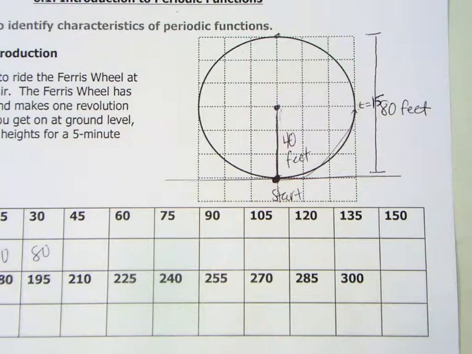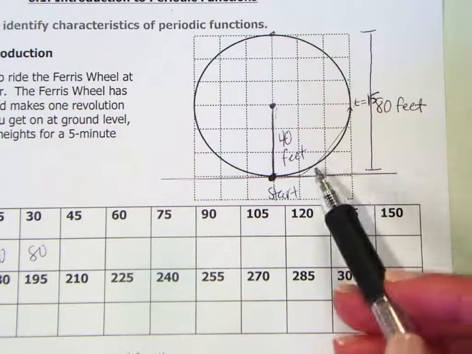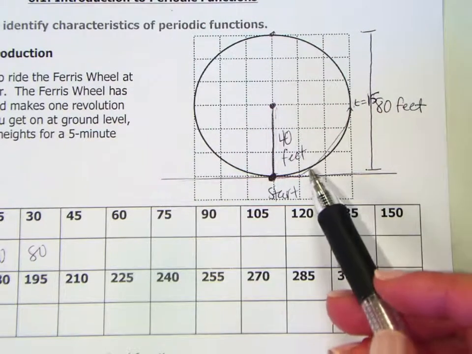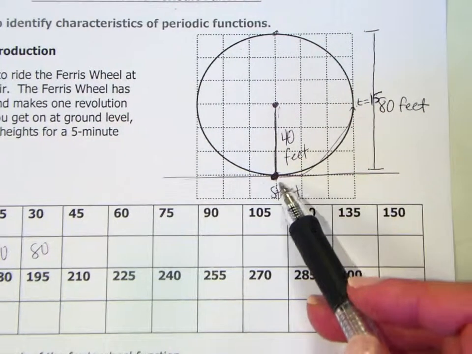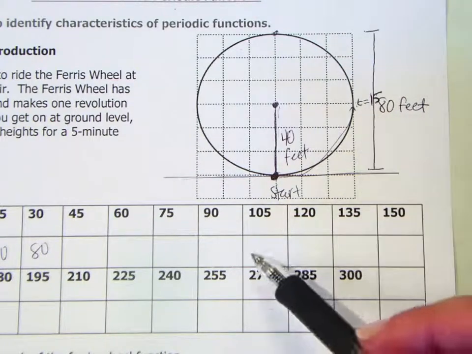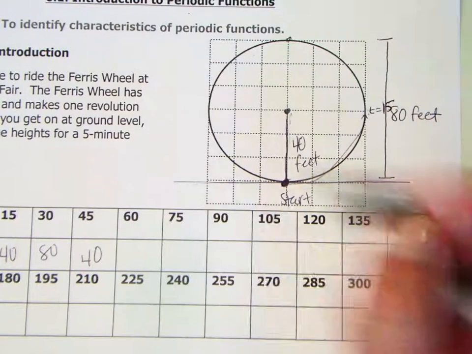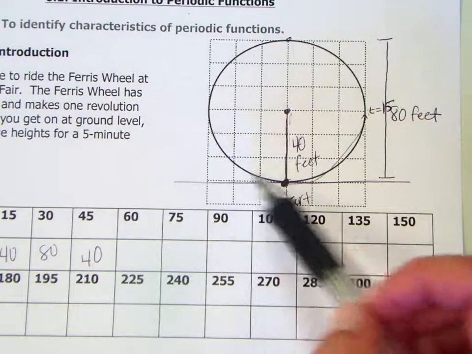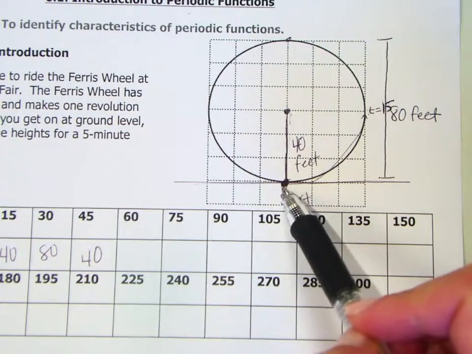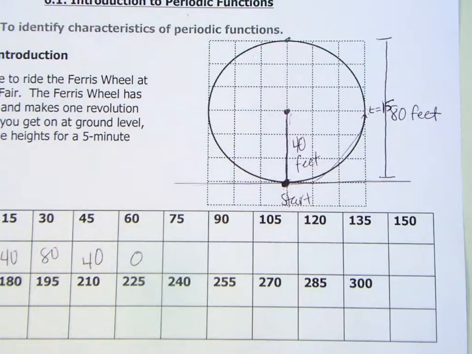After 45 seconds, where are we? What? 40 again, but where are we in terms of the Ferris wheel? Like, what's our location? I like how Eric described it as being 3 o'clock for 15 seconds. So we're like at 9 o'clock, so that would be, again, 40 feet. And then after 60 seconds, we end up where? At zero, where we started.